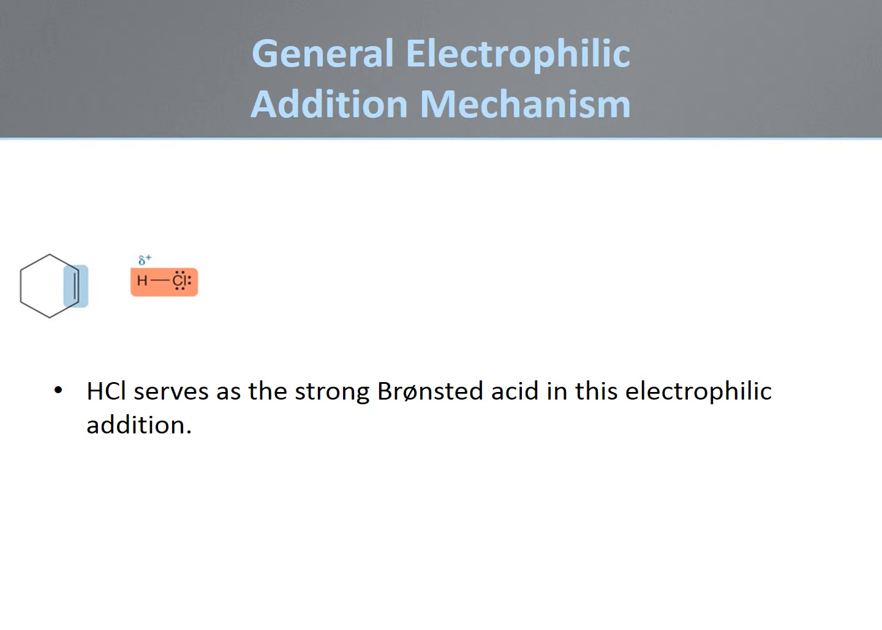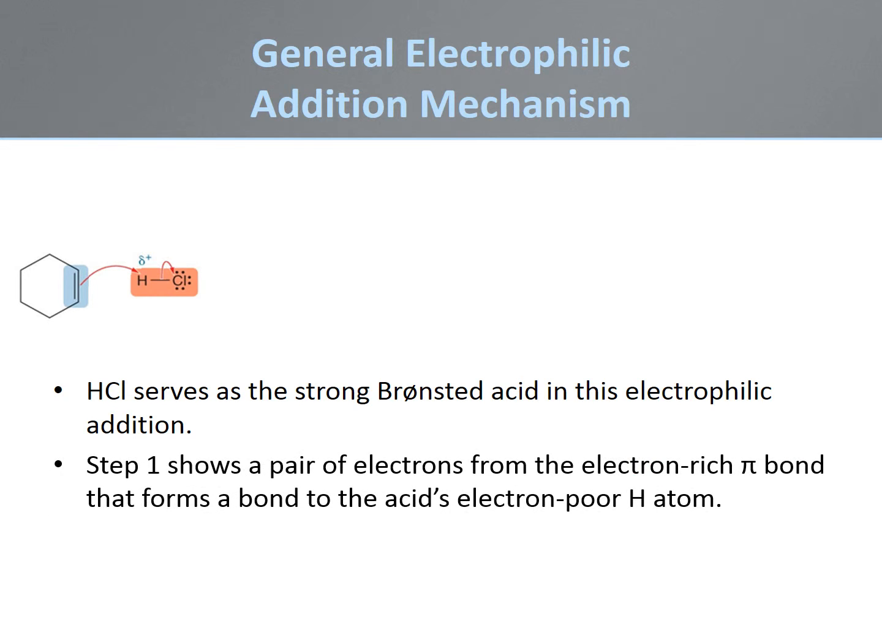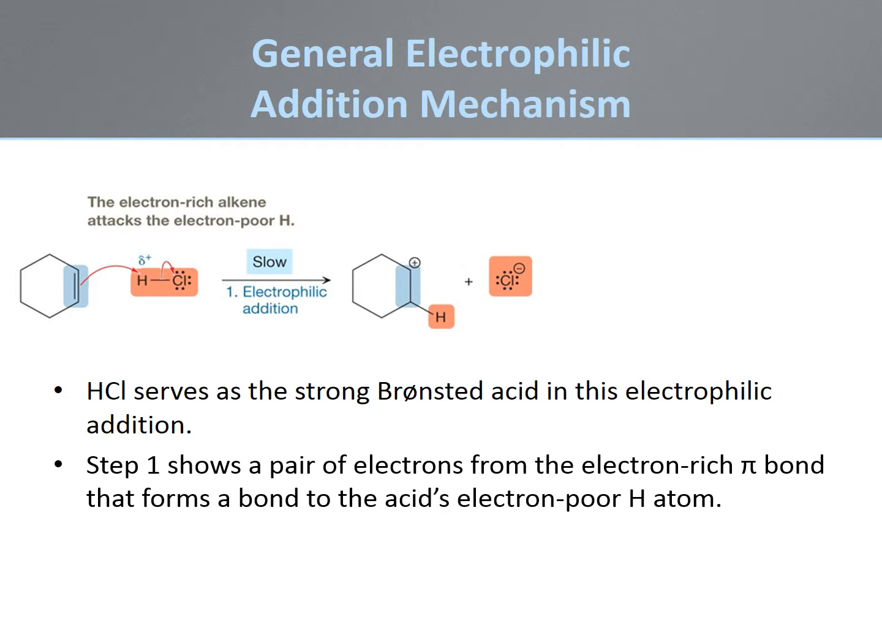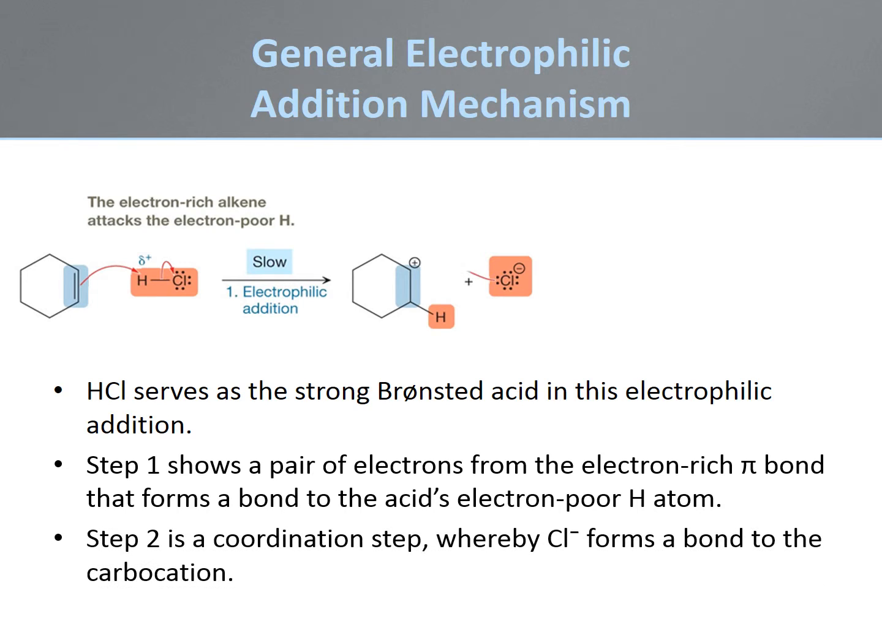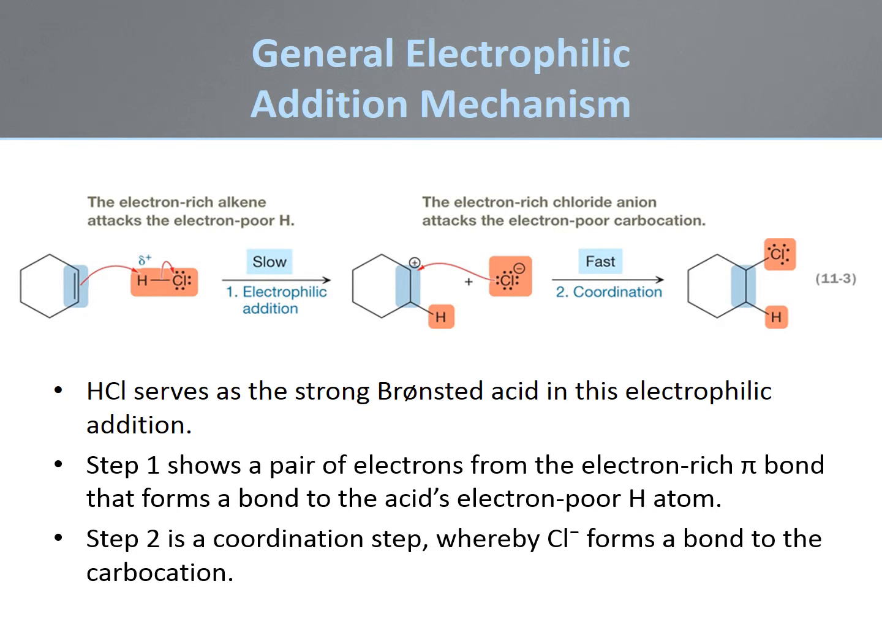The addition of a hydrogen halide to a carbon-carbon pi bond is a two-step process. In the slow first step, the alkene is protonated by a strong acid to generate an intermediate carbocation. This cation then coordinates with the anionic conjugate base to give the haloalkane product.